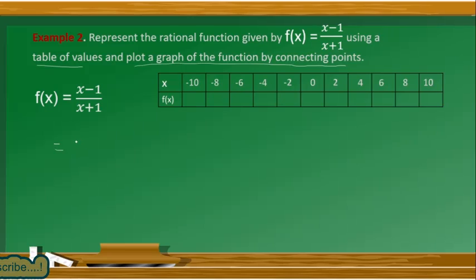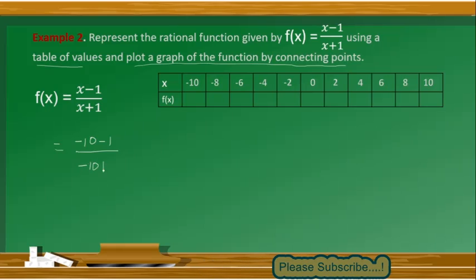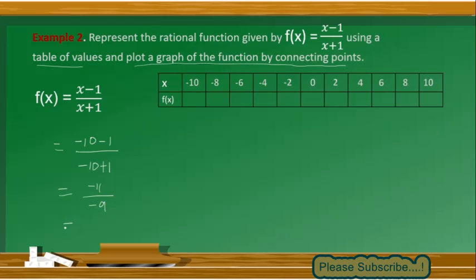So here we have 10 minus 1, then negative 10 plus 1. The result for that is negative 10 and negative 1, that is negative 11, all over negative 10 plus 1, that is negative 9. So the answer for that is 1.22. So 1.22 is the value of our function when the value of our x is negative 10.